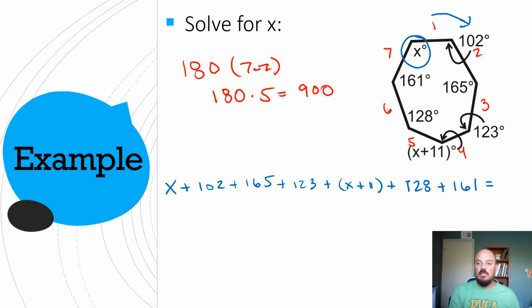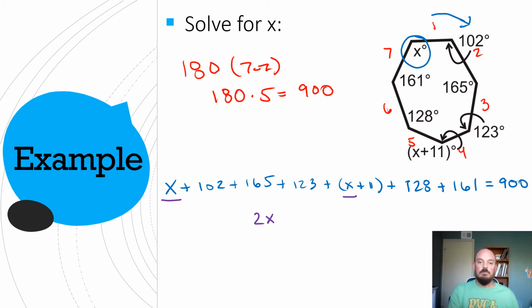So I'm going to set that equal to 900, and I'm going to solve that for x. Now when I go to solve for x, it looks messy, like there's a lot going on, but what we actually have is a whole bunch of like terms to combine. When I start with the x's, there's really only two. I have an x here and an x here. If I add those together, I get 2x.